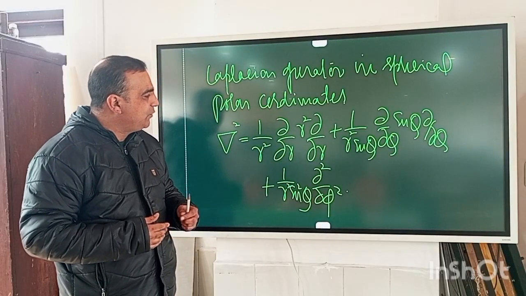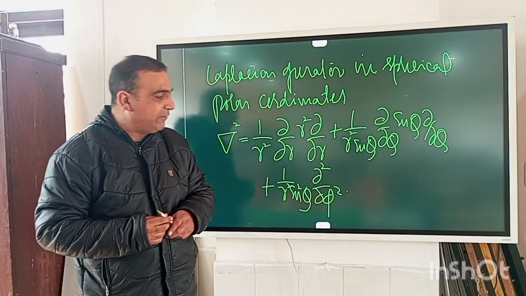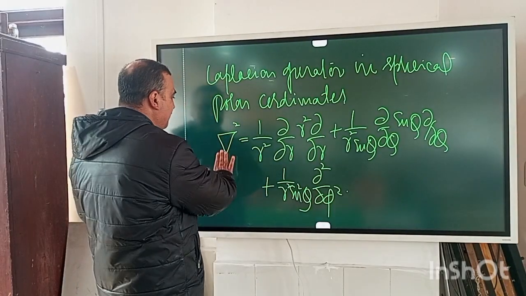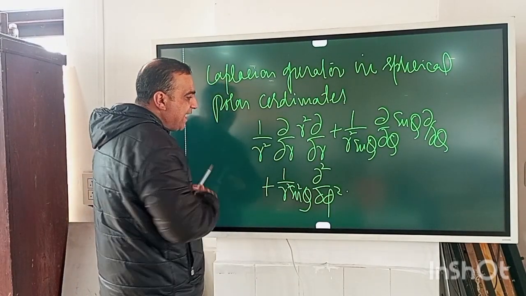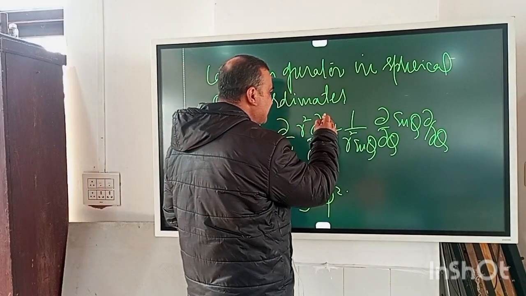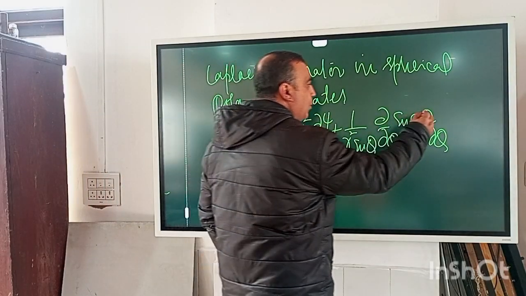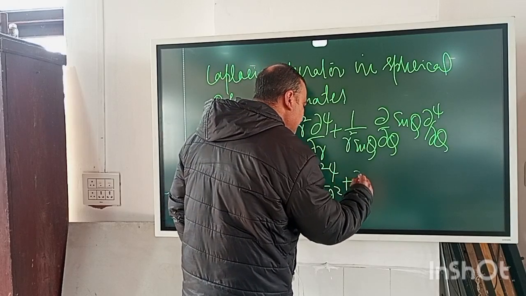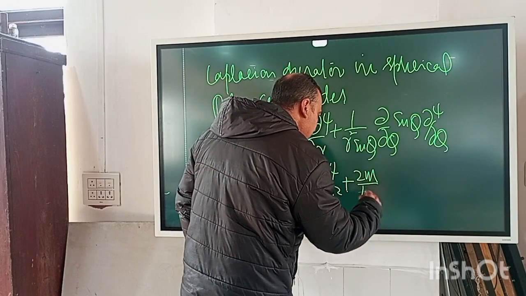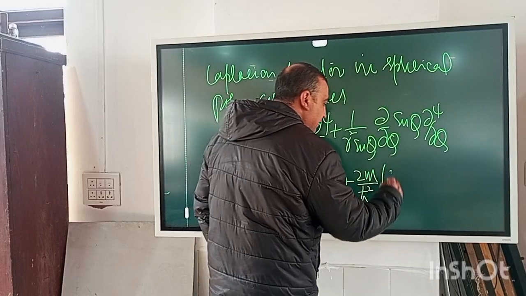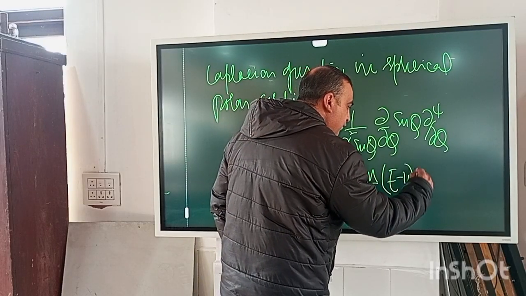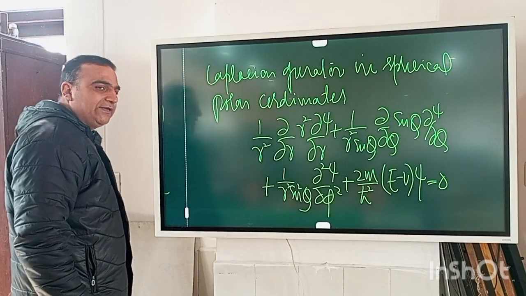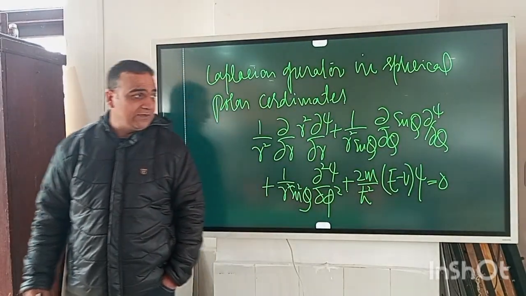So for that, what we do is we choose our wave function. If I have to write down the Schrödinger's equation here, I will have del squared psi plus 2m by h bar squared times (E minus V) psi is equal to 0. So this is my Schrödinger's wave equation in spherical polar coordinates.